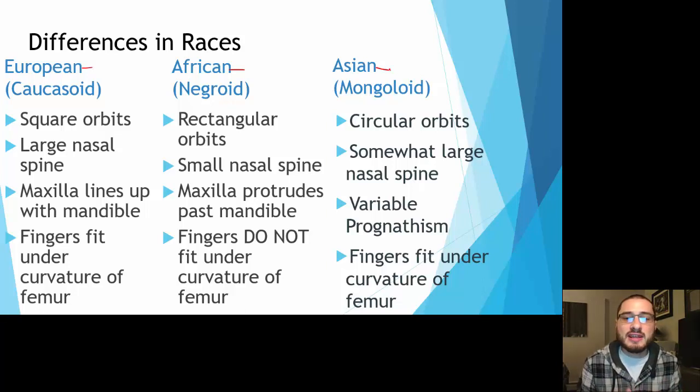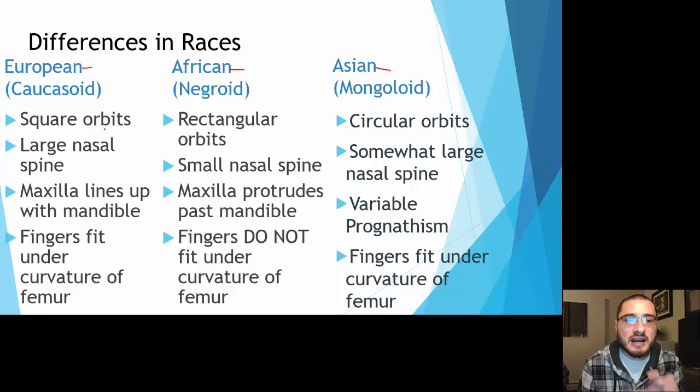But based on these, we can look at the skeletal remains. And again, it's not the easiest thing to see, and there are overlaps. You can have Europeans that have more African-like traits, just like you can have Asians with more European-like traits. So it's not a perfect science, but it is something that we're taking note of. So in Europeans, we see that the eyes, all right, are square shaped.